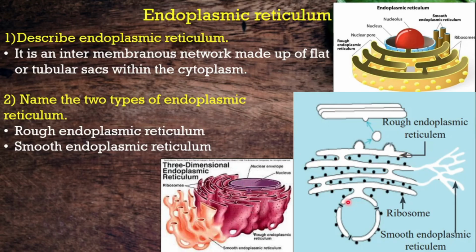Now look at this picture here. Can you see small tiny black dots? They are ribosomes and they are attached to the endoplasmic reticulum. So they look rough. Therefore, we call them rough endoplasmic reticulum. And here, as you can see, there are no ribosomes attached. Therefore, these parts are called smooth endoplasmic reticulum. You can have a three-dimensional view on endoplasmic reticulum.